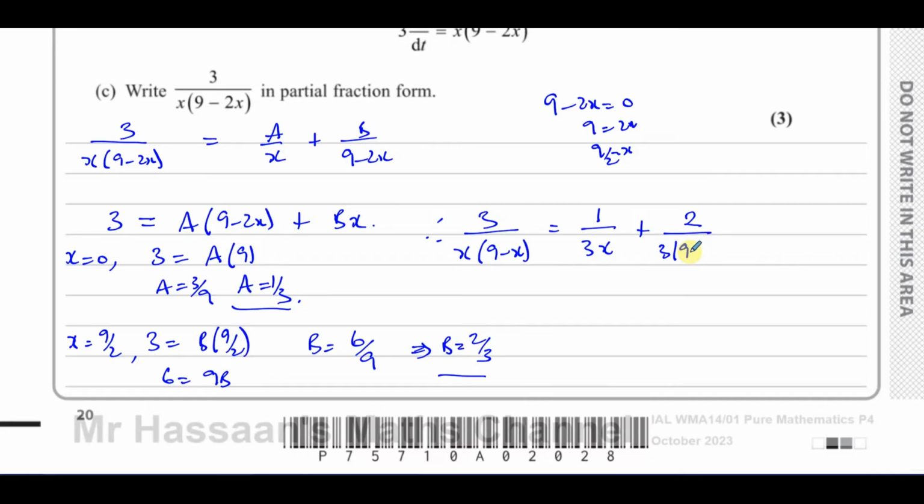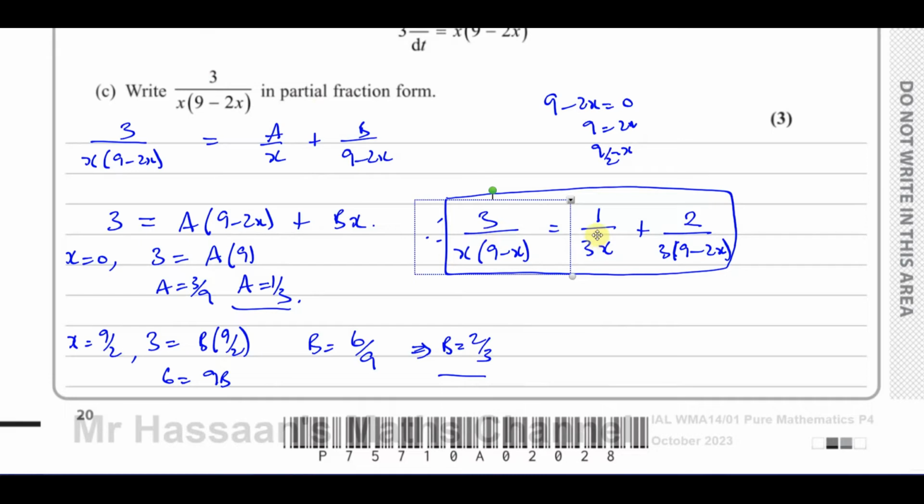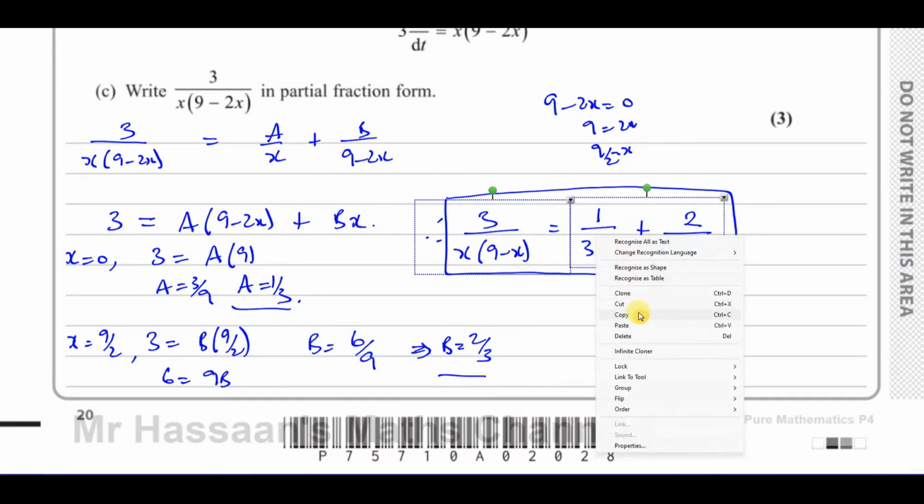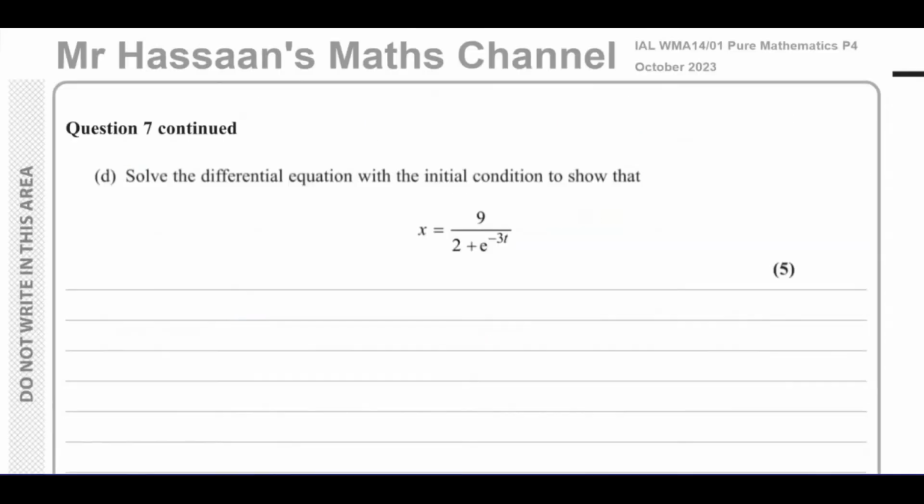3 times 9 minus 2x. So there we have the answer to this question. Okay, so 3 over x times 9 minus 2x becomes 1 over 3x plus 2 over 3 times 9 minus 2x. And we have now written that in partial fractions. So we might need to use this, so I'm going to copy it and take it to the next page.